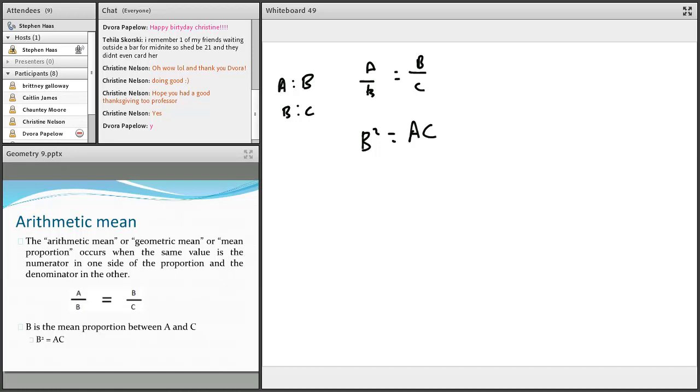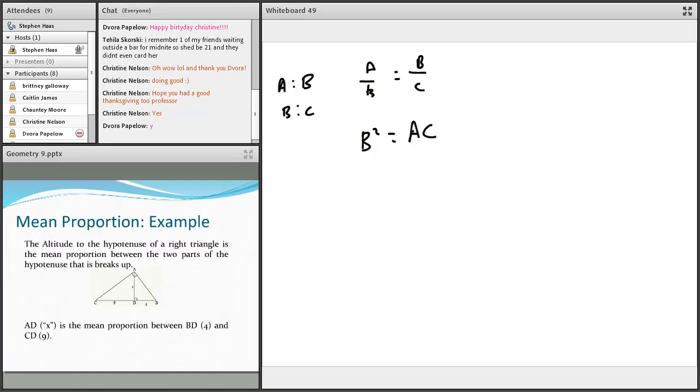Here's an example of a mean proportion. It's really just a type of proportion, but I'm discussing it here because it has a practical application. There is a theorem in geometry that the altitude from the right angle to the hypotenuse of a right triangle is the mean proportion between the two parts of the hypotenuse that it breaks up.